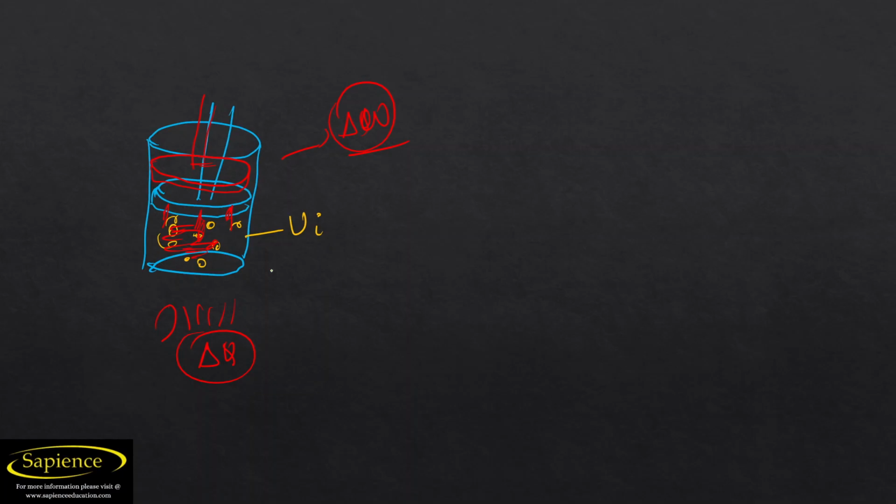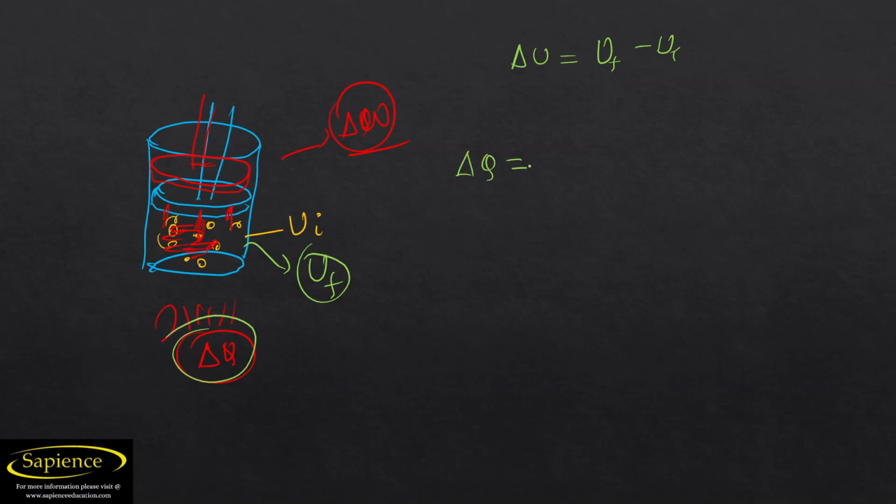Apart from this, its internal energy may also change to U_F, that is the final internal energy. So the change in internal energy can be considered as U final minus U initial. What actually happens is that we are supplying heat, and the heat is converted into the change in internal energy, del U, plus delta W, the work done.